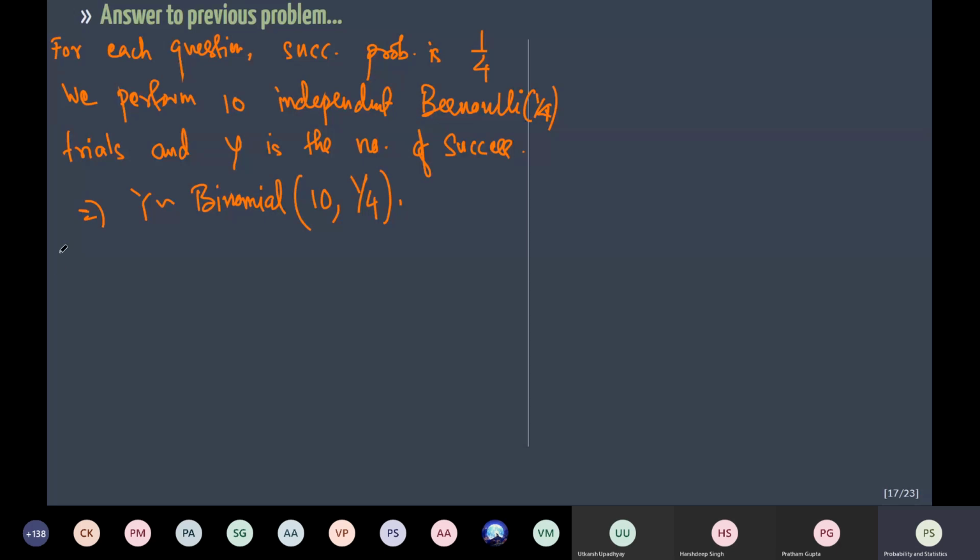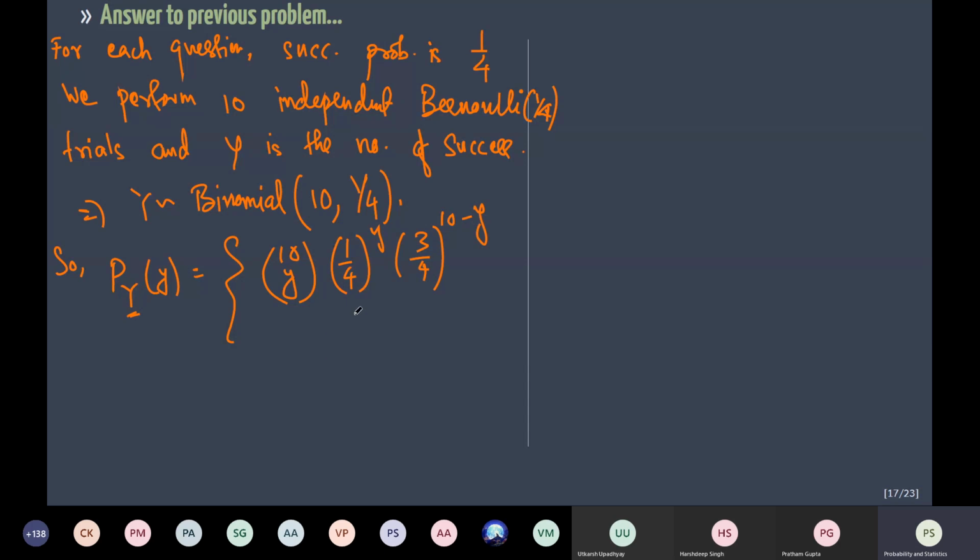Okay, so the PMF. Sometimes we explicitly denote the subscript to say which random variable we are considering the PMF for. So the binomial PMF is 10 choose y, times p to the y, which is 1 over 4 to the y, times 1 minus p, which is 3 over 4, to the n minus y, which in this case is 10 minus y, for y equal to 0, 1, 2, up to 10, and 0 otherwise.